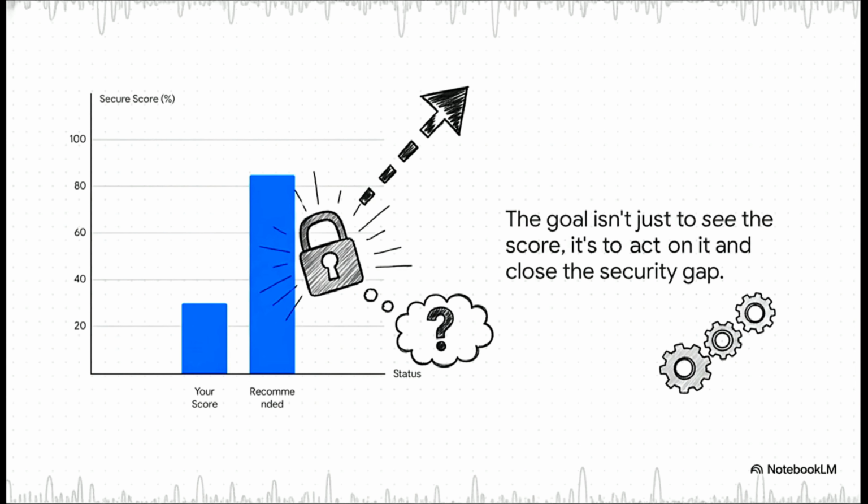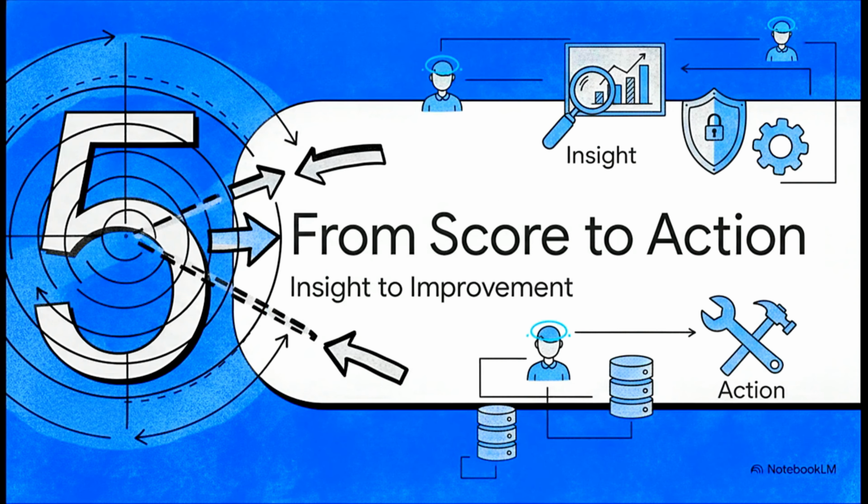This chart shows the mission perfectly. You might be starting down here at 30%, but the recommended target is way up there. The real work is all about closing that security gap. And that's where the real power is. It's about going from just having a score to taking action. It's about turning that insight into real, tangible improvements for your security.